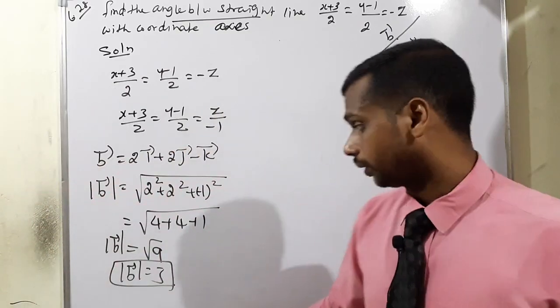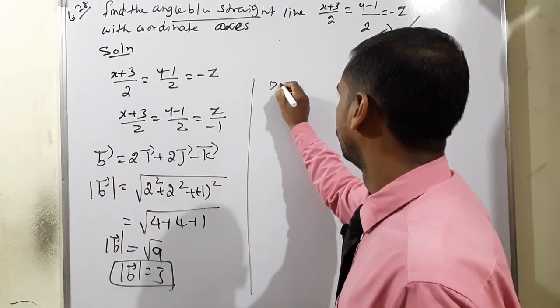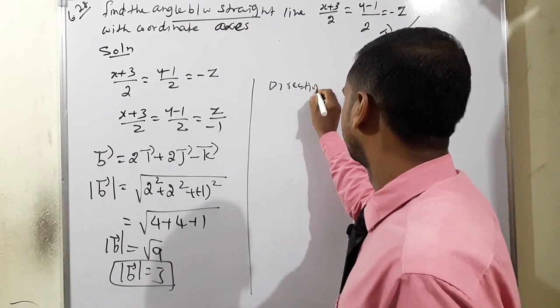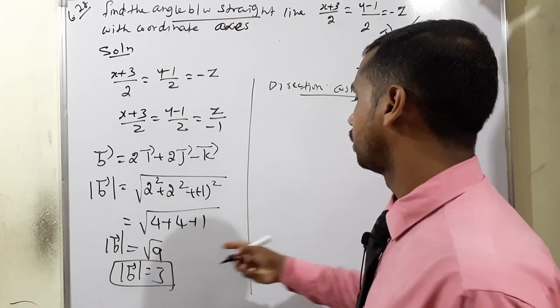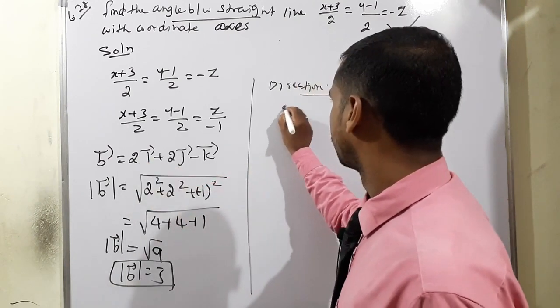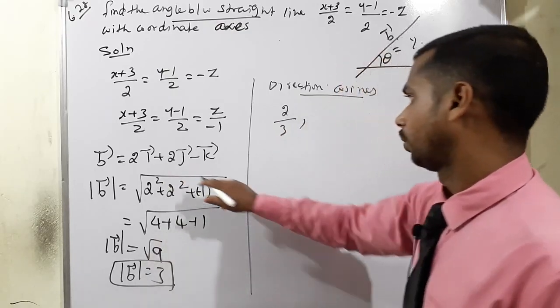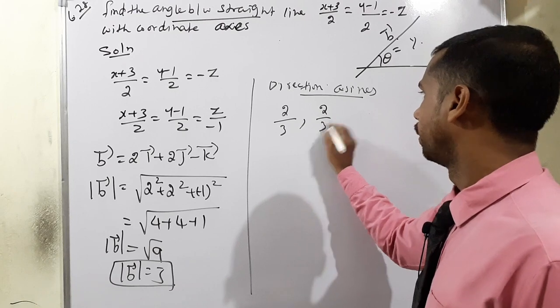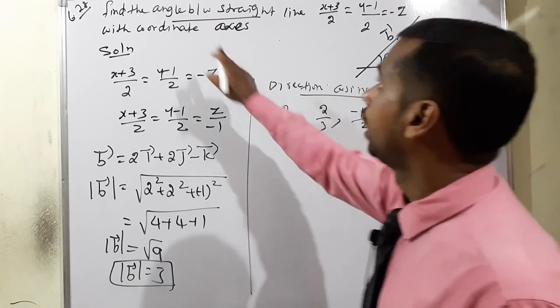Now, after getting the modulus of b, the direction cosines. The coefficient of the i vector gives 2/3, the coefficient of the j vector again 2/3, and -1/3. These are the direction cosines, but we need the angles.